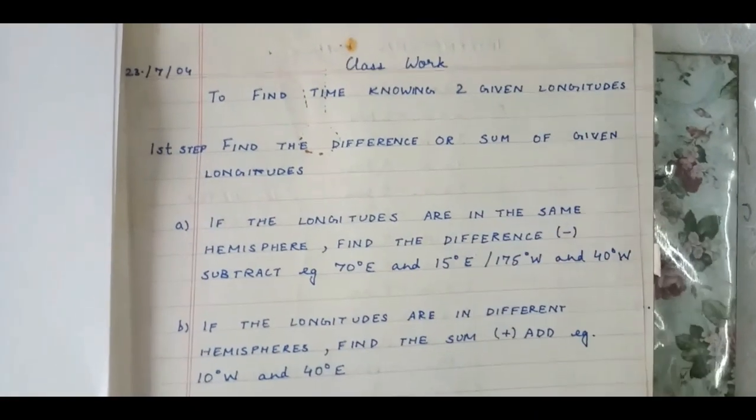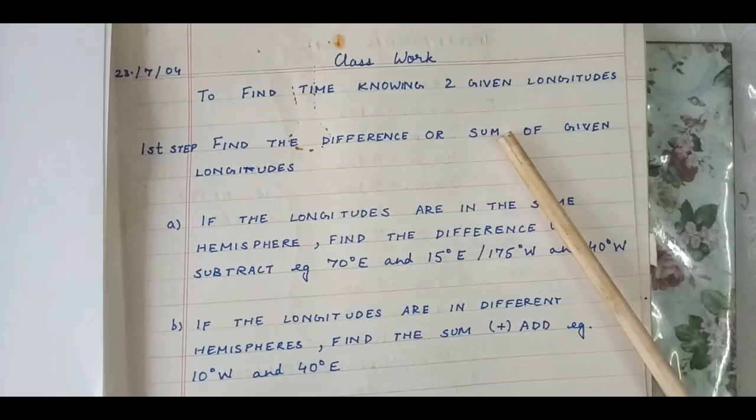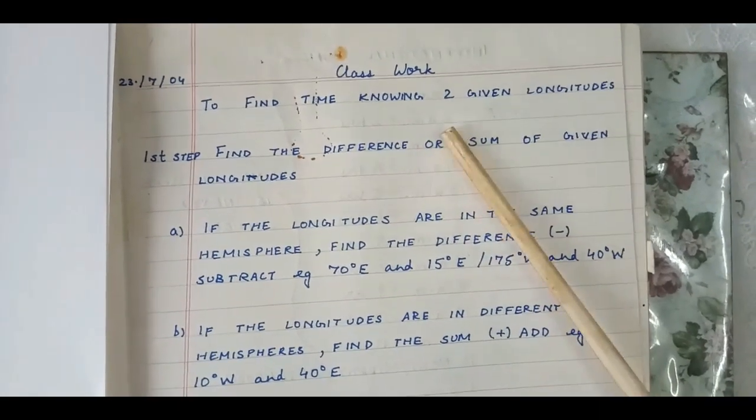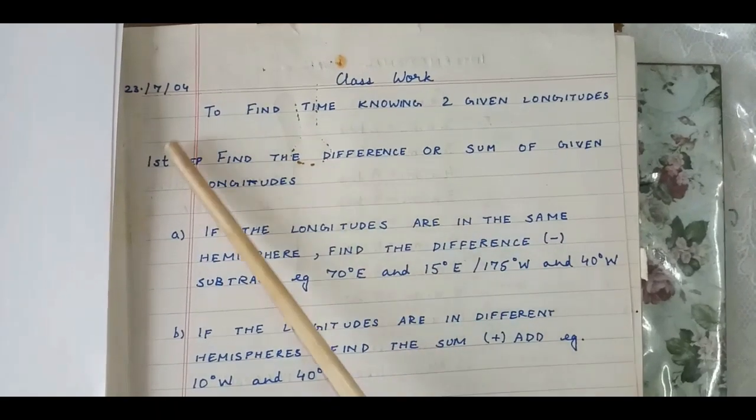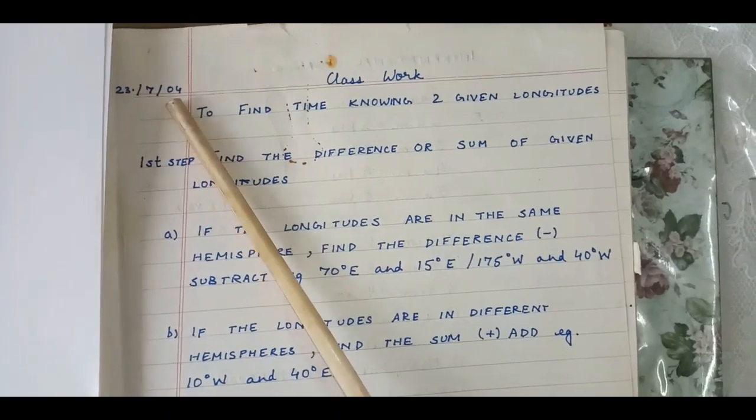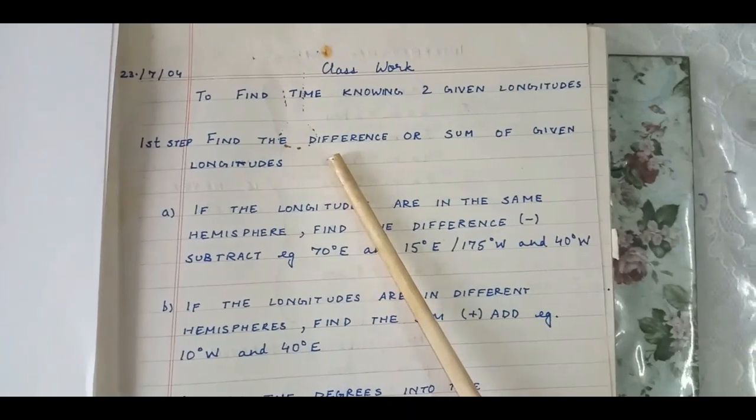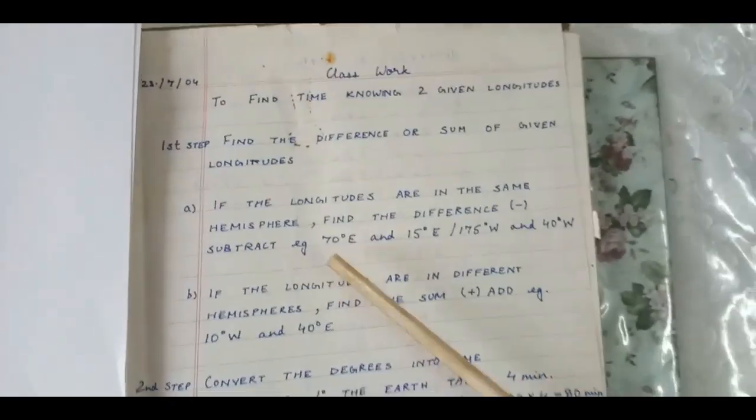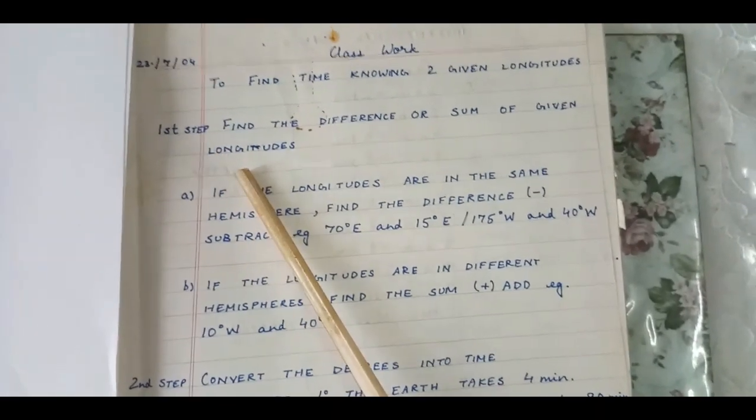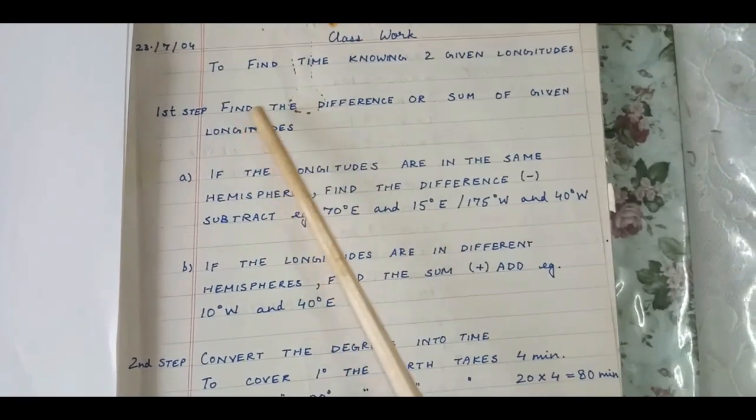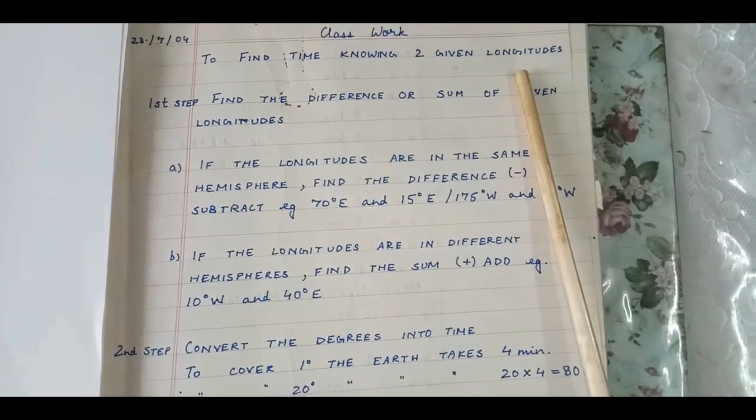Okay, now children, we start with the time, the rules or the steps to be taken for time sums. This is a very old copy of a student whom I taught in 2004, and see how neatly she has done the work, and I have preserved it because it's of a very good student. Now to find the time knowing the given longitudes.